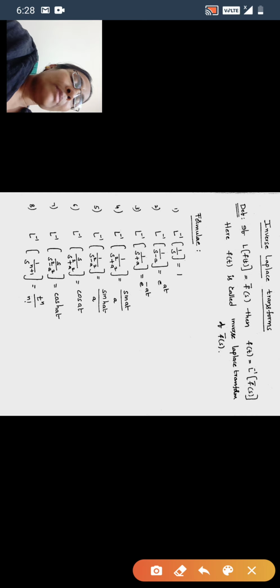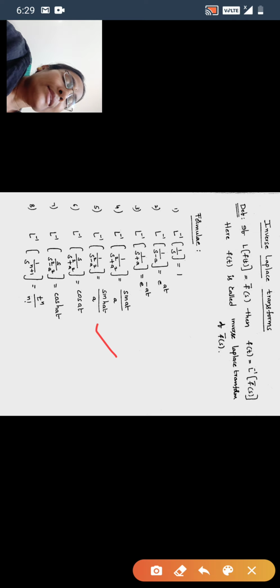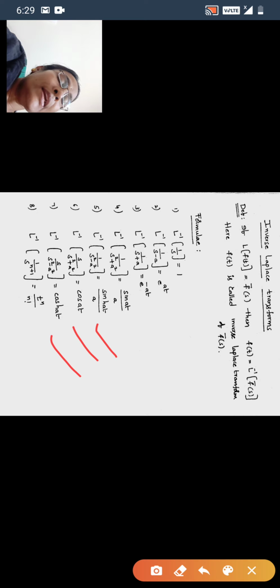L inverse 1 by s square plus a square equals sin at by a. L inverse 1 by s square minus a square equals sinh at by a. L inverse s by s square plus a square equals cos at. L inverse s by s square minus a square equals cosh at. L inverse 1 by s power n plus 1 equals t power n by n factorial.